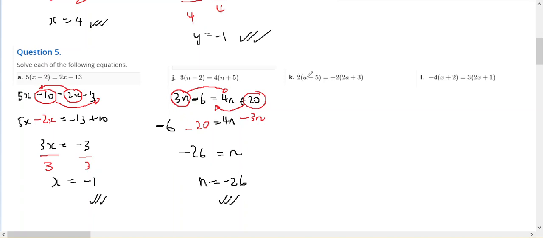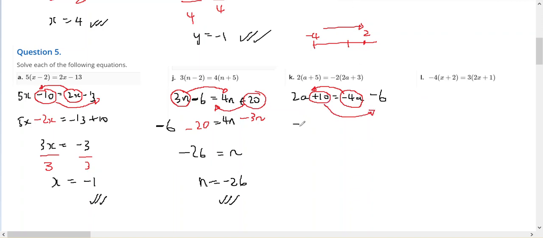Looking at k, 2 times a is 2a, 2 times 5 is 10. -2 times 2a is -4a, -2 times 3 is -6. I've got more a's on the left than the right. I've got 2 on the left and -4 on the right. 2 is bigger than -4, so that's where my bigger is. So I'm going to pick these up and move them to the left-hand side and pick that up, and move it to the right-hand side.